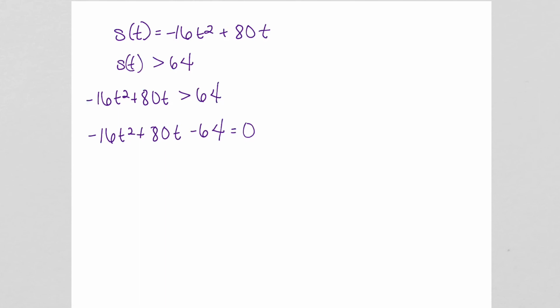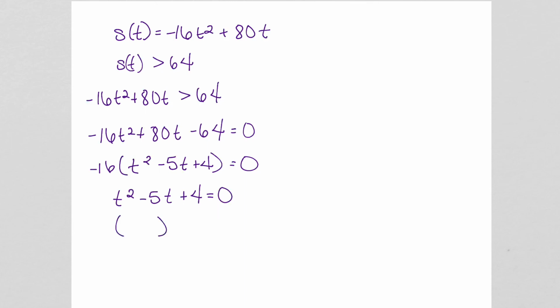It's helpful for this particular problem to factor out a negative 16. It will factor out nice and even. So if we factor out negative 16, you get t squared minus 5t plus 4. Now, if you get a problem like this and it won't factor easily, you can use the quadratic formula. Doesn't hurt to do that. Then we can divide both sides by negative 16, and we're just left with t squared minus 5t plus 4 equals 0. So that's nice and easy to work with. It will factor.